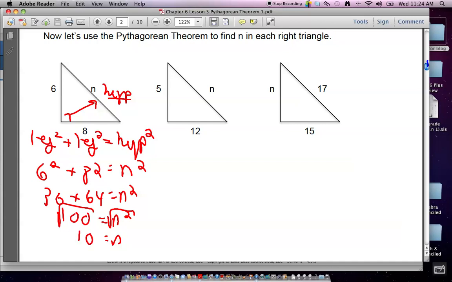Okay? Now I want you guys to try the middle one. Go ahead. Make sure you label the hypotenuse. That's a very important thing to do.